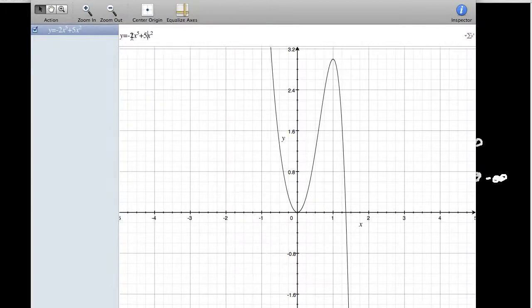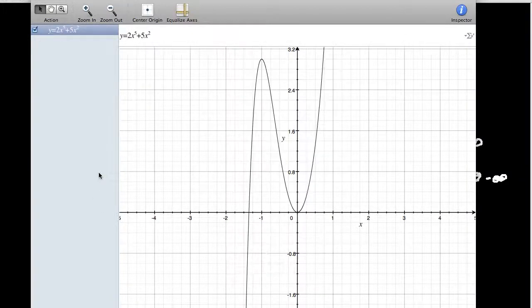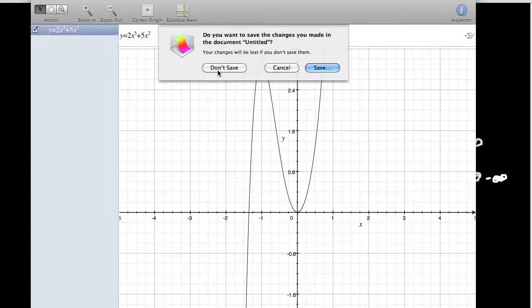So it all depends on whether the power on the highest power of x is even or odd, and it depends on the coefficient. If I change this to a positive coefficient, positive 2 instead of a negative 2, you'll notice that this will now go to plus infinity on this side, and on this side it'll go to negative infinity, just like that. Okay, so let's see if we can summarize our result.